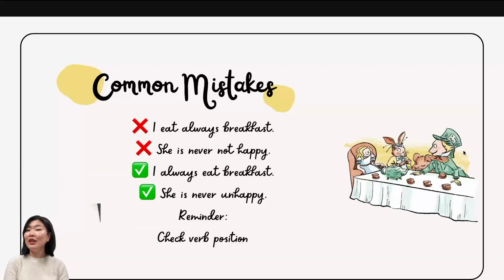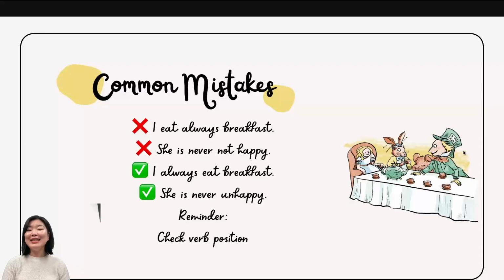So let's take a look at the common mistakes. I eat always breakfast. You don't want to say this, because eat is a main verb. Therefore, you have to write it before the main verb. I always eat breakfast would be the correct sentence.